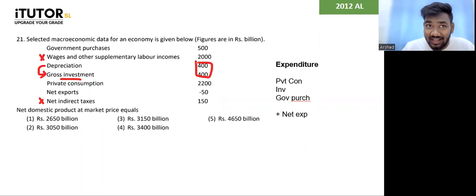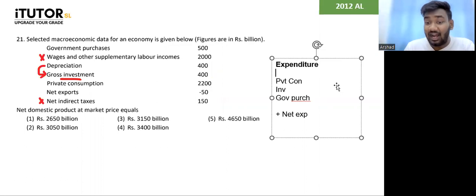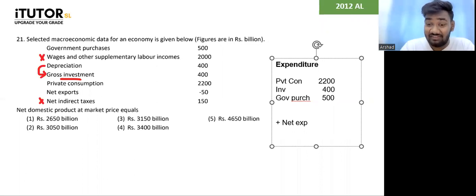Don't go and add it again. So then how do we figure out the answer for this? How much is our private consumption? Private consumption, 2,200. Gross investment, 400. Don't go and add depreciation again because it's there in that. Then government purchases, 500. Because when we add these three, what do we get?